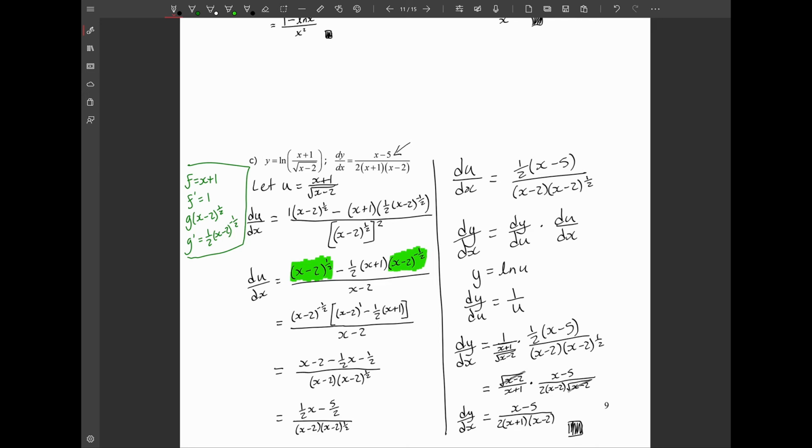Ta-da! Sweet. So sometimes you gotta play with it a little bit to get it in the form that they're looking for, but just play around with it. You'll find it.